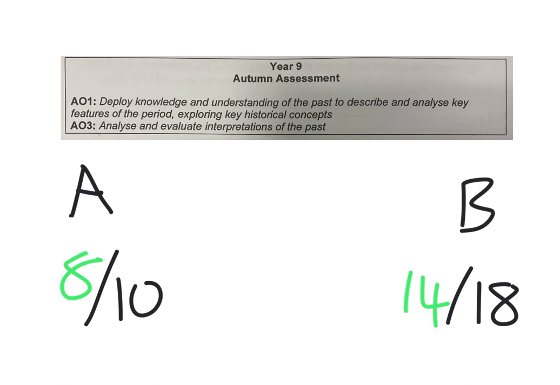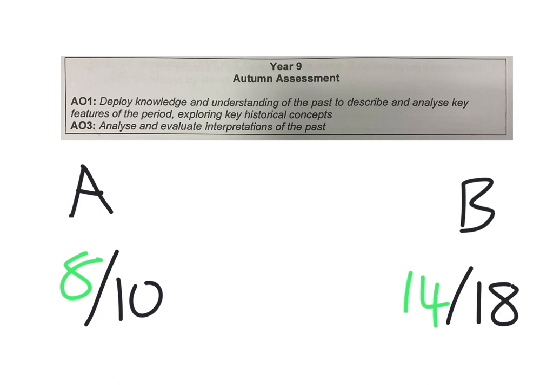Now, in this very quick video is group feedback from the assessment on enslavement that you did prior to the half term. As you can see, you've been tested on two things. First of all, AO1, which is your knowledge and understanding of the past, and AO3, your ability to evaluate and analyse interpretations of the past and how events or periods of history have been remembered differently by different people.